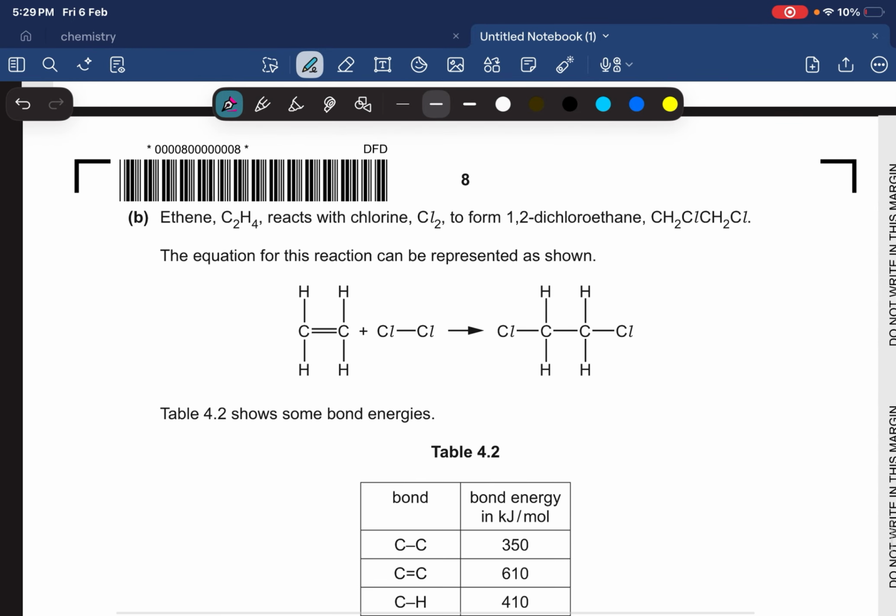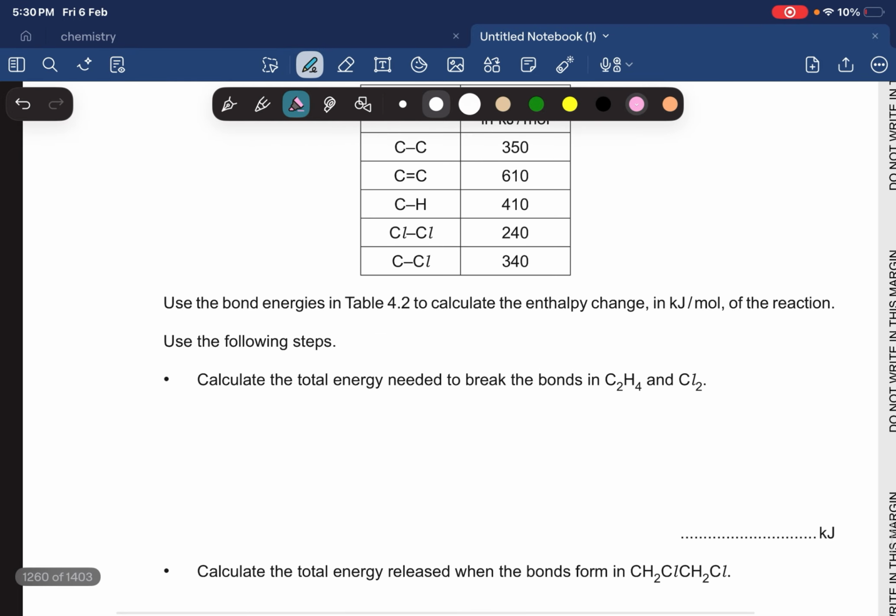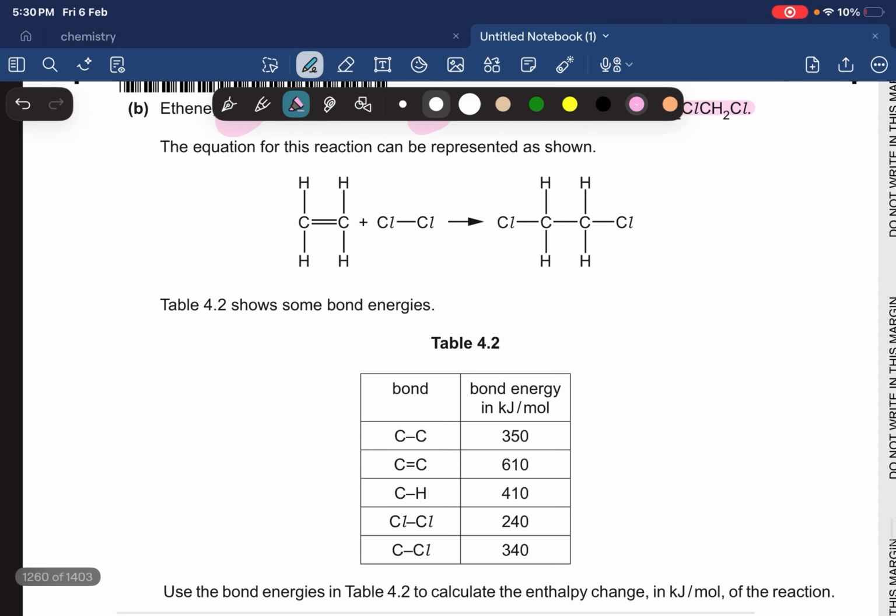Ethene, C2H4, reacts with chlorine. Ethene reacts with chlorine to form 1,2-dichloroethane. Okay, we have an addition reaction. The equation for the reaction can be represented. Table 4.2 shows some bond energies. Use the following steps. Calculate the total energy needed to break the bonds in C2H4 and Cl2.